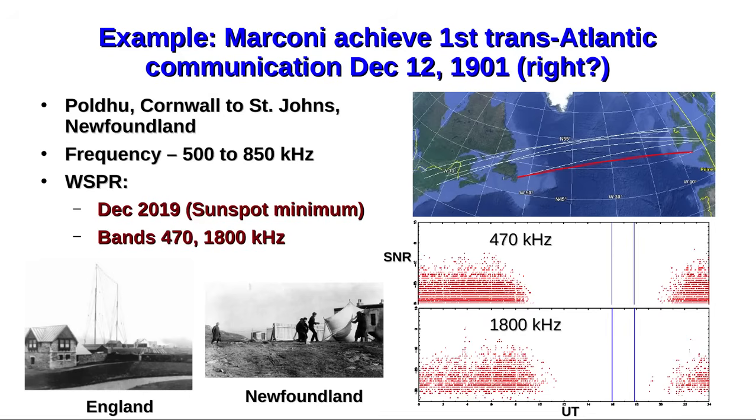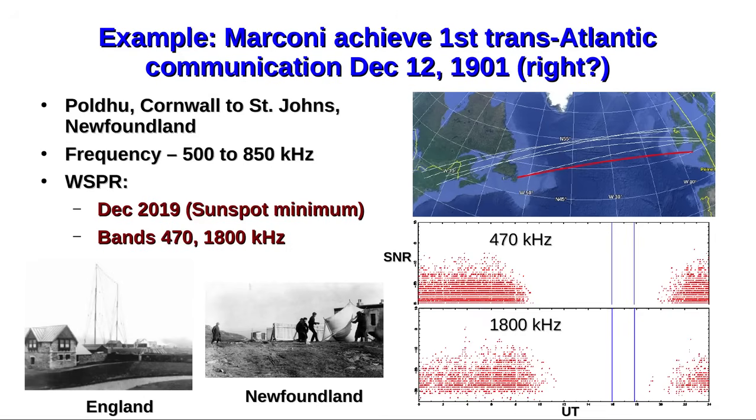What was not known at the time was that he had fortuitously chosen a month and year at the sunspot minimum, which turned out to be optimal. We can't replicate his experiment exactly, since the AM band is filled with broadcast stations and spark gap transmitters have been banned since 1934. However, there are 2 WSPR bands that straddle the AM band at the frequencies indicated.